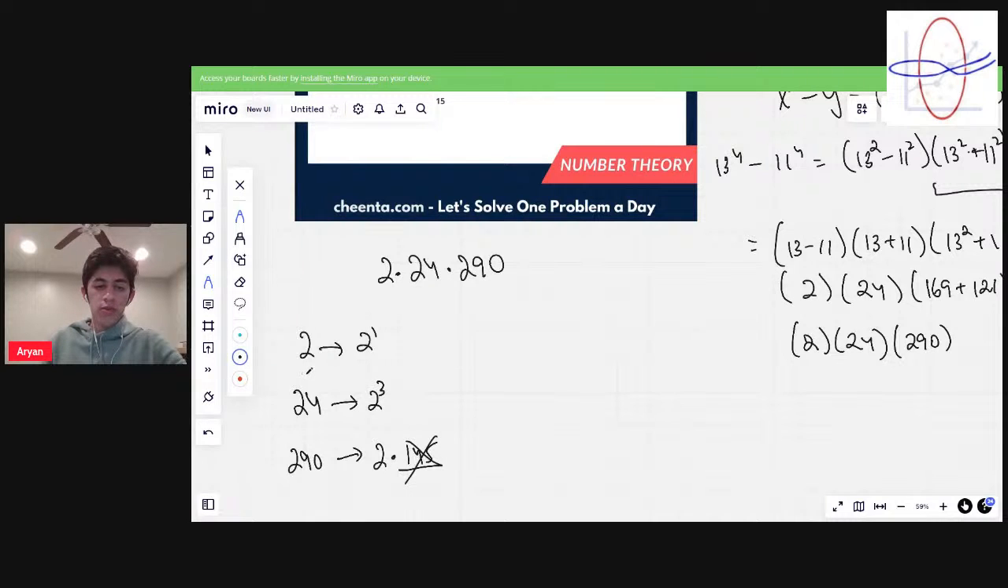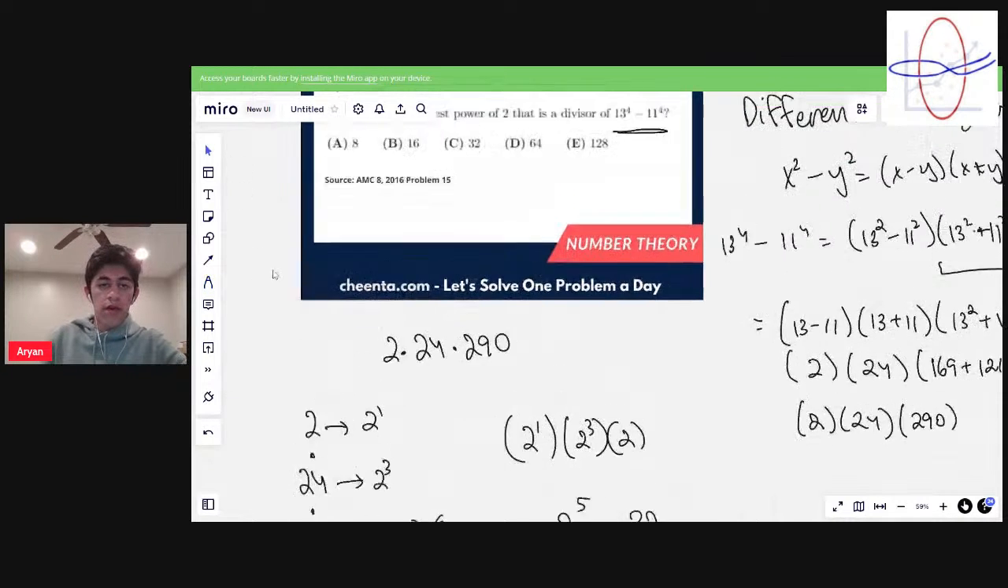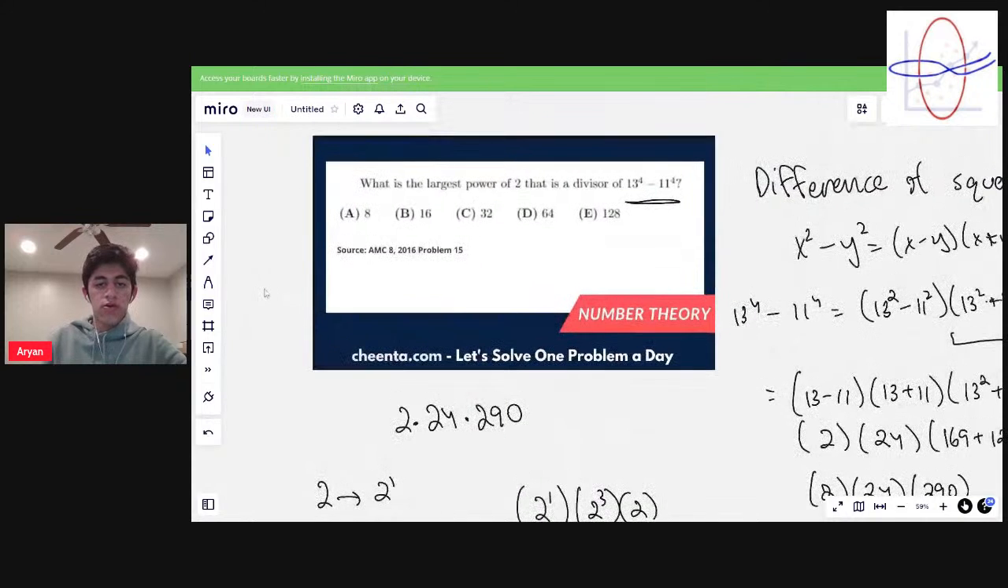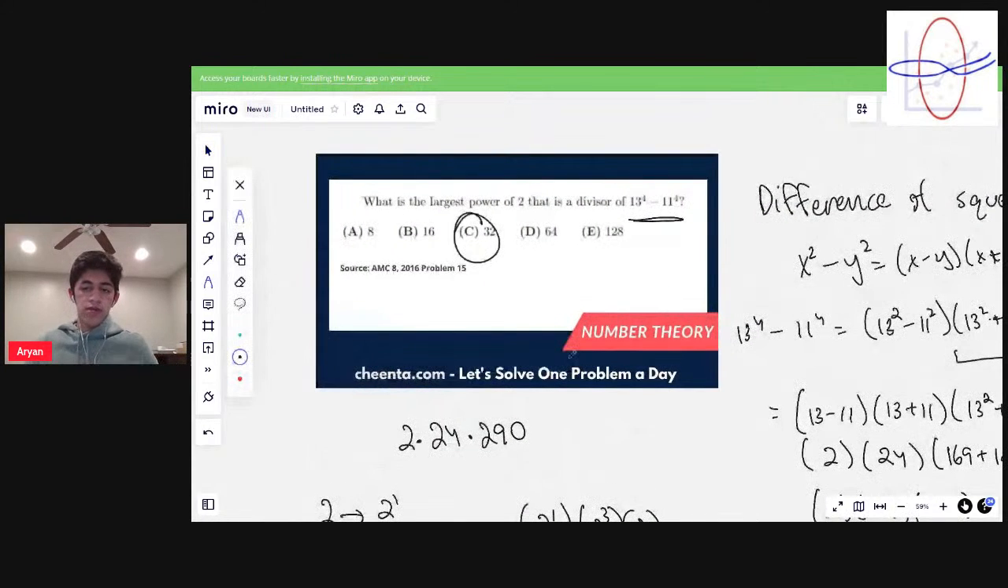So ultimately, the product of these 3 is 2 to the 1 times 2 cubed times 2. And remember, there are other parts to this, but we don't care about those because we only want to find the powers of 2. So this comes out to 2 to the 5th, which is equal to 32. Going back up to our answer choices, we see that corresponds to letter C, and so that is the answer to this question.